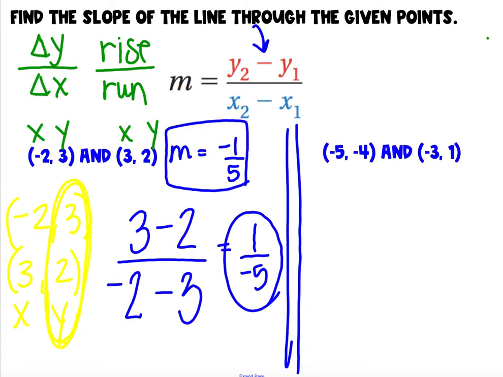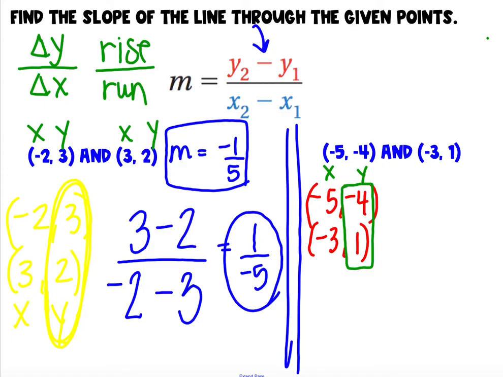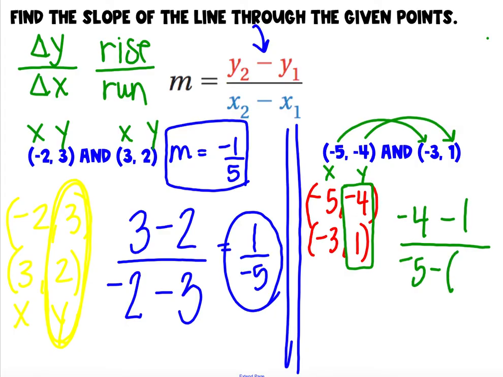Let's try example number 2. Stack them on top of each other. I mean, you don't have to, but it's just a little tip, right? Because then I know, okay, here's my x column, here's my y column. I want these first in my numerator. And you are subtracting them. Subtract the y's. -4 minus 1 over -5 minus -3. Pay attention to how I wrote that. -5 minus -3. Well, you know 2 negatives is a positive. So if I were to simplify, -4 minus 1 is -5. And -5 plus 3 is -2. Negative and a negative, my slope is +5 halves.